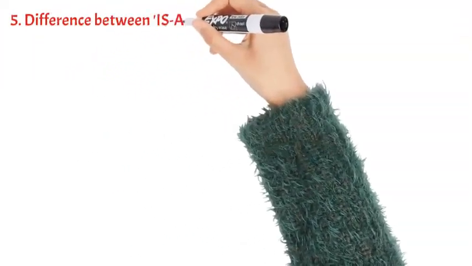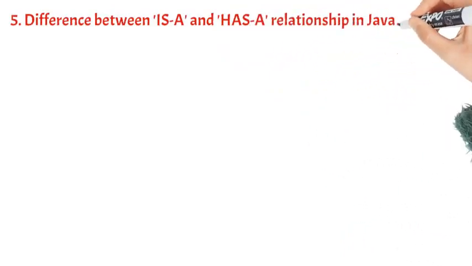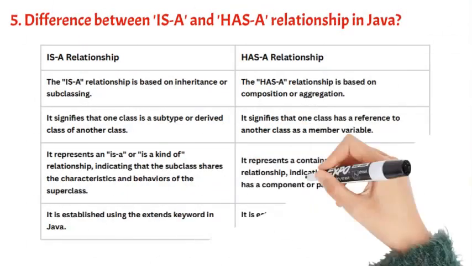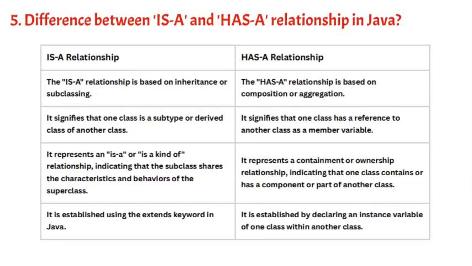5. Difference between ISA and HASA relationship in Java. The ISA relationship is based on inheritance or subclassing. The HASA relationship is based on composition or aggregation. ISA signifies that one class is a subtype or derived class of another class. HASA signifies that one class has a reference to another class as a member variable.